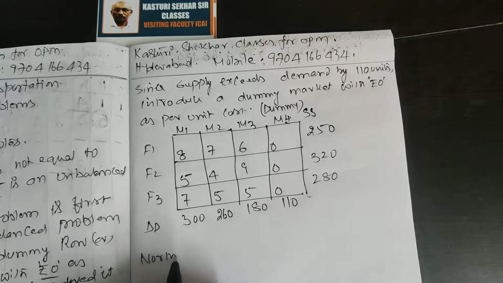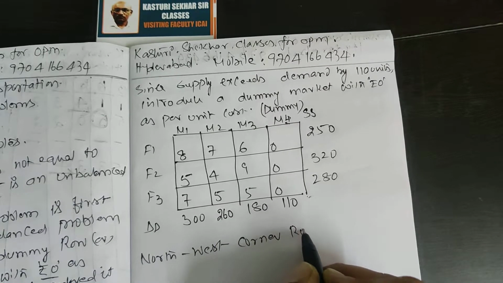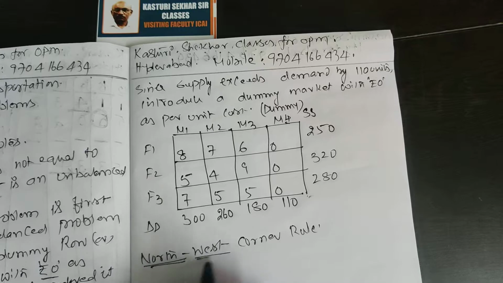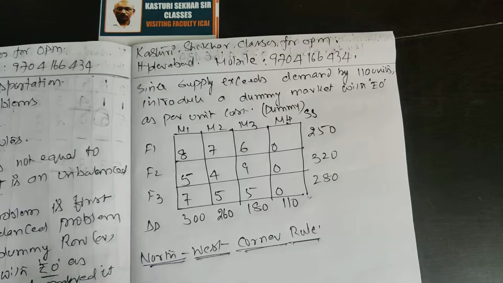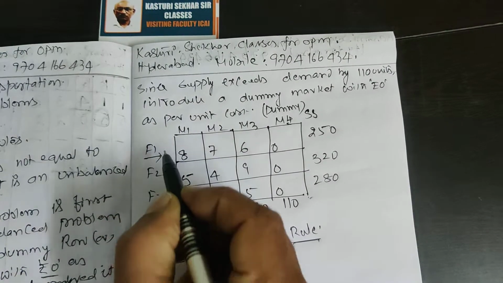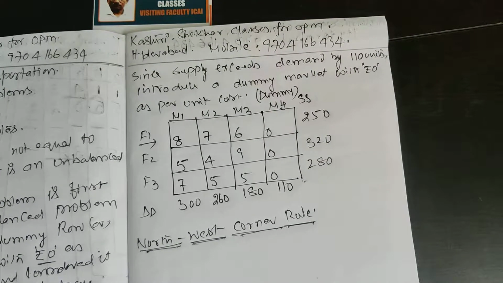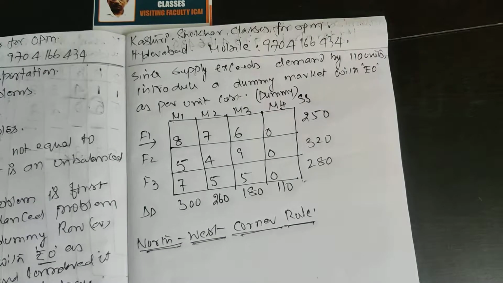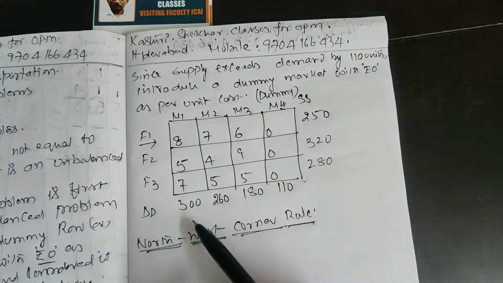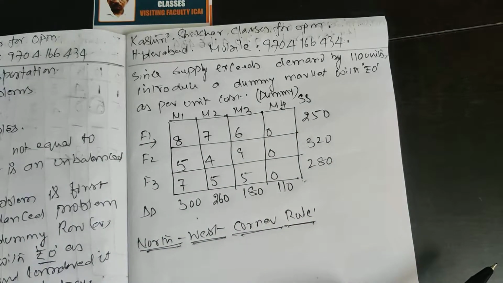Let us use the northwest corner rule. Now according to the northwest corner rule, you have to supply the goods from factory 1 to market 1. This point again I am repeating. When I am using the northwest corner rule, I have to supply the goods from factory 1 to market 1. By doing so, a market requirement may be fully satisfied or capacity at a factory may be exhausted.